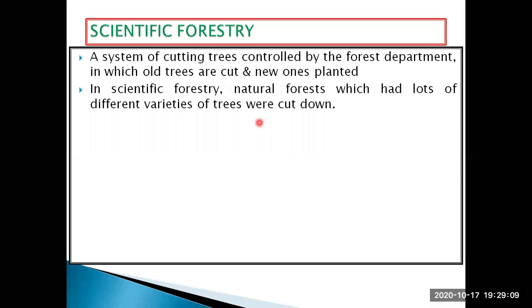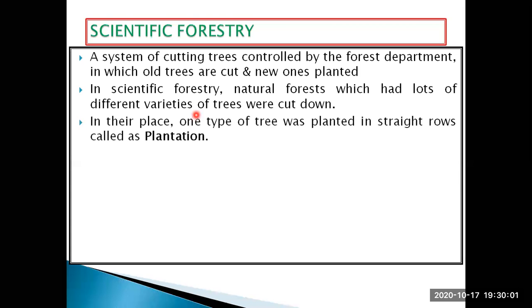Next, natural forests which had lots of different varieties of trees were cut down, because the Britishers wanted only hardwood, and only those trees which can provide hardwood should be there in the forest. They also wanted trees which can provide straight wood, not zigzag wood. So they wanted straight trees as well as hard trees which can give them hardwood. So other varieties of trees were cut down under this scientific forestry. They did not want a lot of varieties of trees in a forest. So they wanted only what? Trees which are profitable for them. And those trees were hardwood trees, such as timber and sal trees.